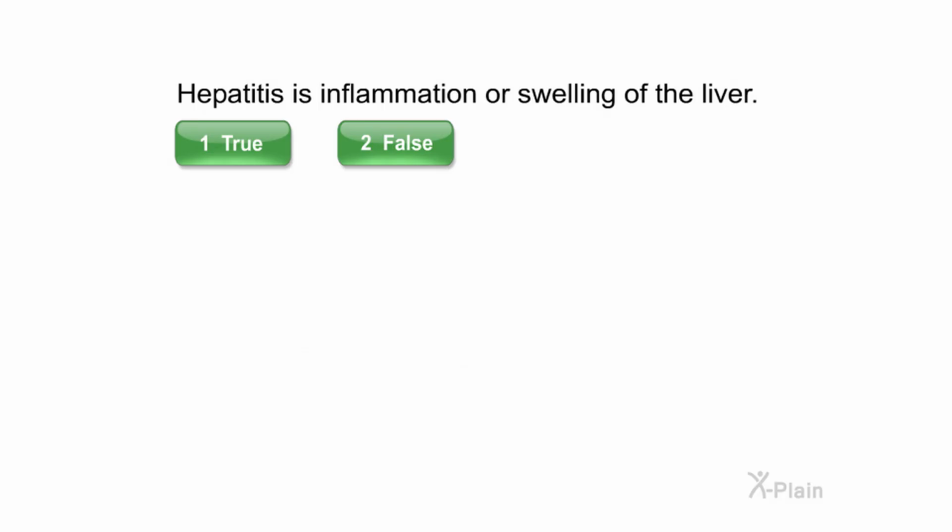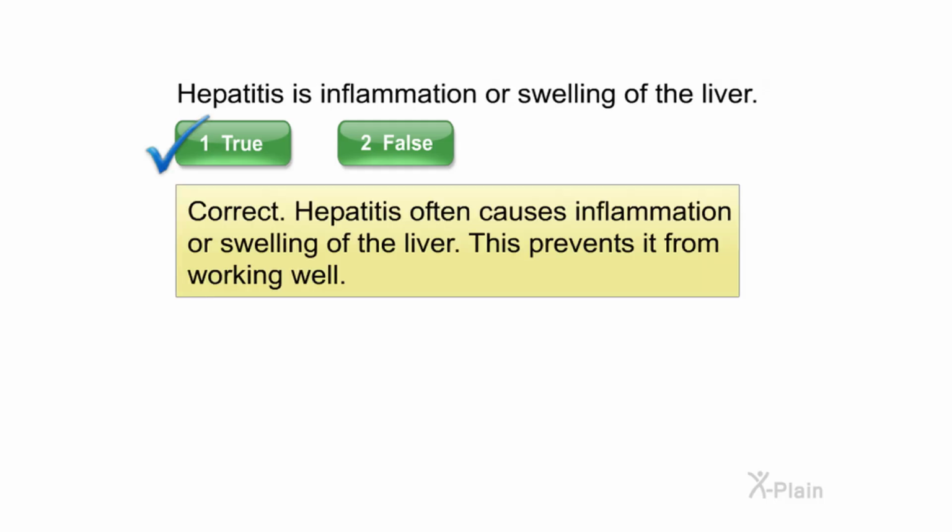Hepatitis is inflammation or swelling of the liver. Select true or false. Correct. Hepatitis often causes inflammation or swelling of the liver. This prevents it from working well.